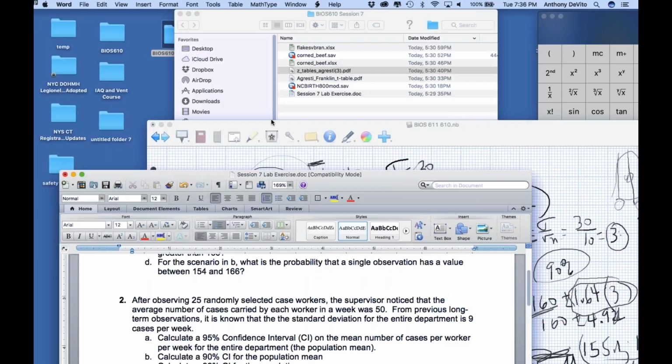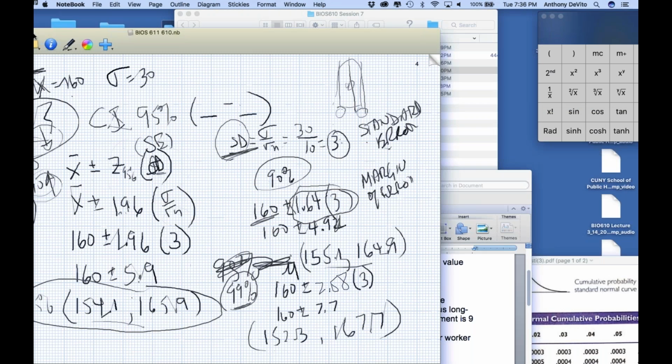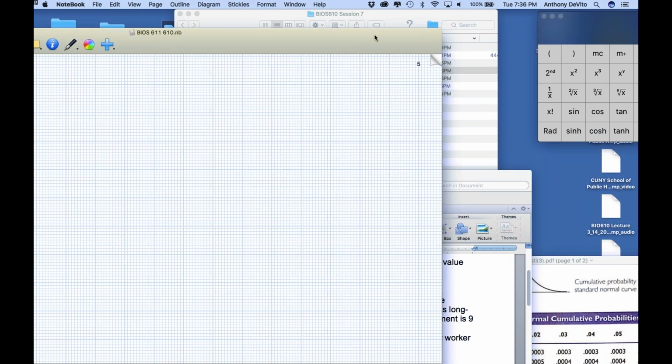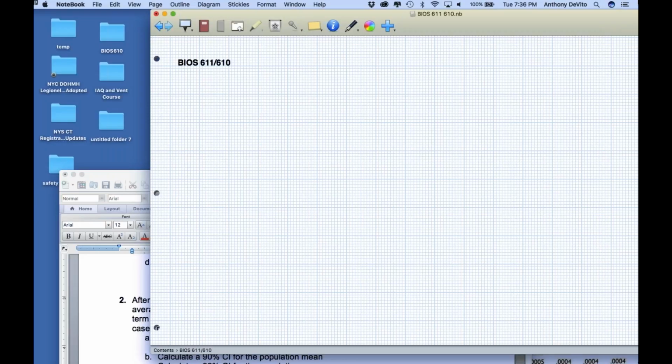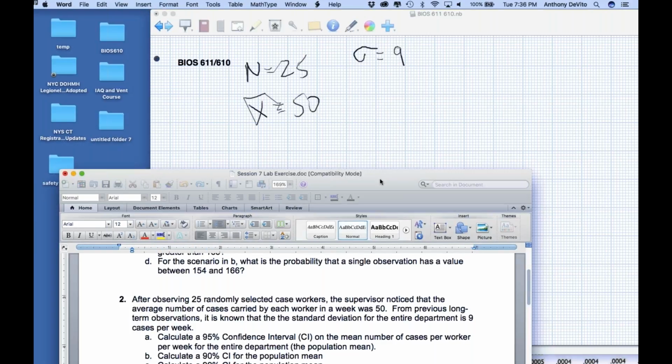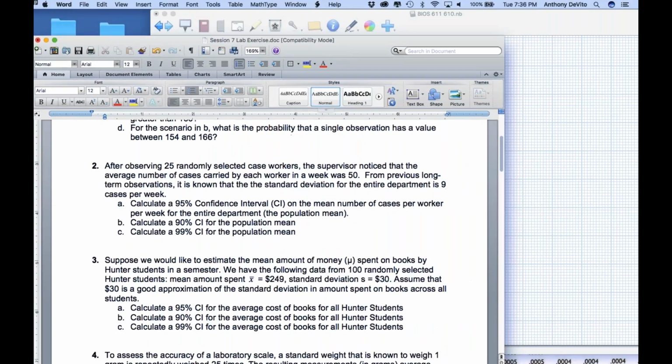So what do we know here? We know n, the sample size, is 25. We know X bar, the average number of cases that each worker carried in a week, was 50. And we know sigma, the population standard deviation, is equal to 9. So the question is: calculate the 95% confidence interval for the mean number of cases per worker per week that the entire department carries.